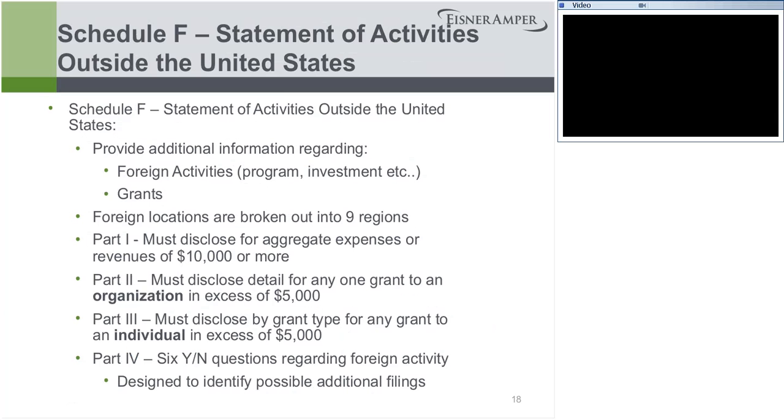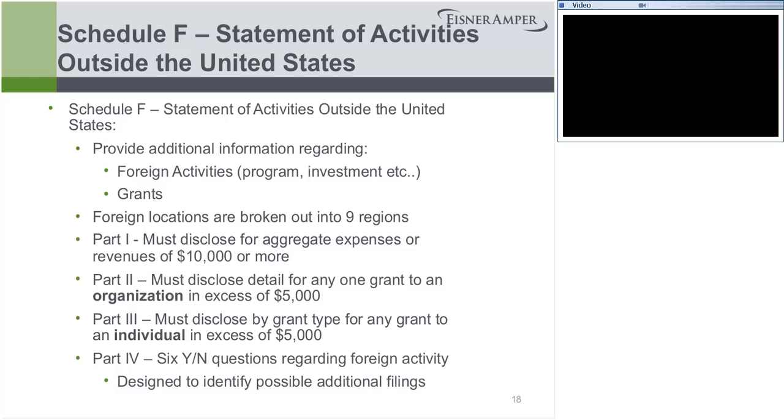So additionally in Schedule F, you'd be asked to provide additional information about foreign activities, grants. I mentioned there are 9 regions, but what's important to know is that the thresholds are different, right? So if you have aggregate expenses or revenues from a foreign country of $10,000 or more, then you would disclose that. But if you make a grant of $5,000 or more, then you would disclose that. Same thing if you gave to a foreign individual more than $5,000. So it's important to know that there are different thresholds at play when you're filling out this schedule.